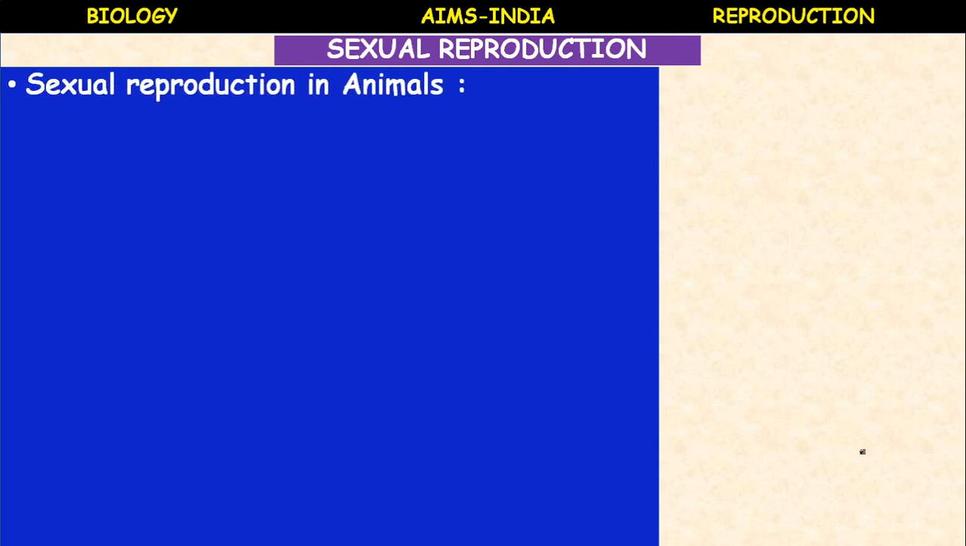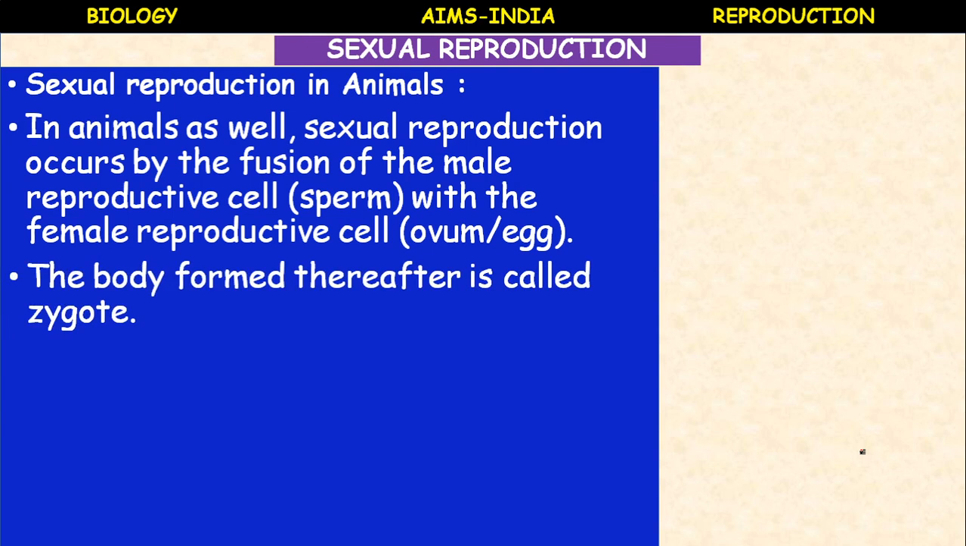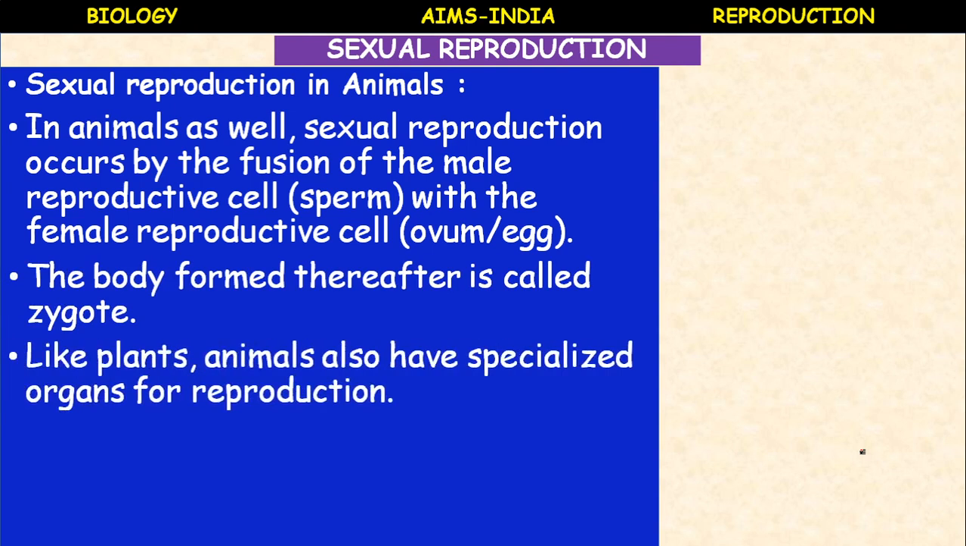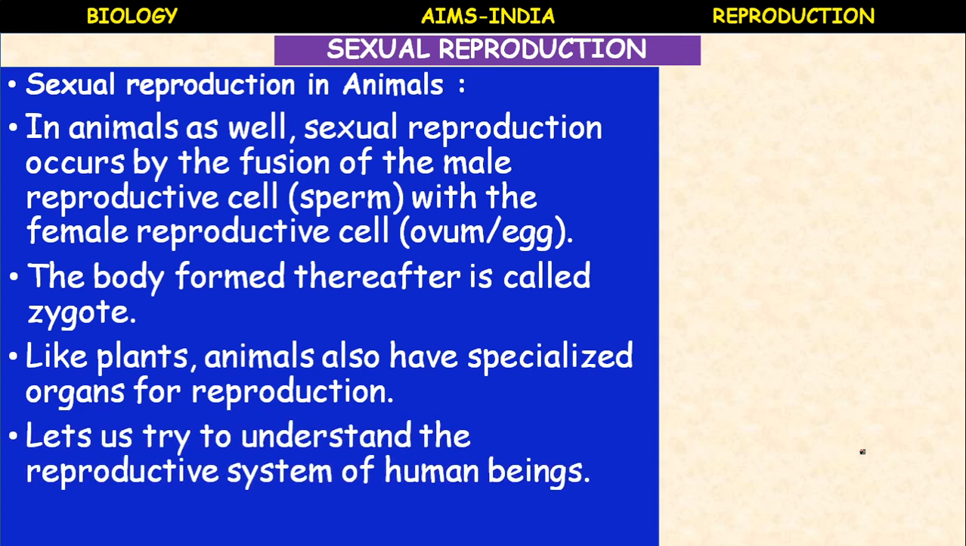Let us see sexual reproduction in animals. In animals, sexual reproduction occurs by the fusion of the male reproductive cell, that is sperm, with the female reproductive cell, that is ovum or egg. The body formed thereafter is called a zygote. Like plants, animals also have specialized organs for reproduction.